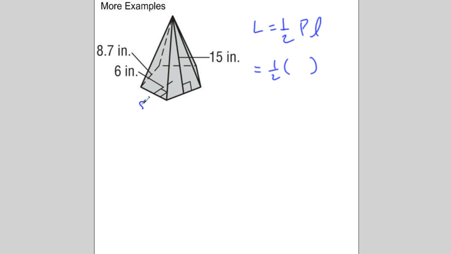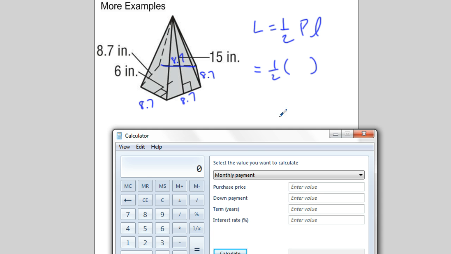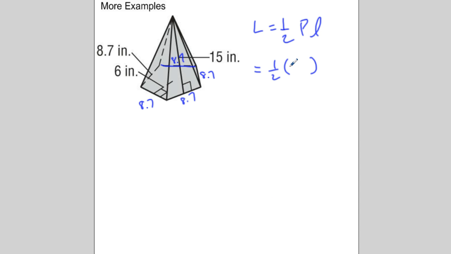Because this is a regular pentagon, that means that all of these base edges are 8.7. This one back here, 8.7. This one back there. So there are 5 8.7s. You can do a little basic math, add 8.7 5 times, or do 8.7 times 5. It's a little bit faster. You get 43.5. Okay. So the perimeter of the base is 43.5.